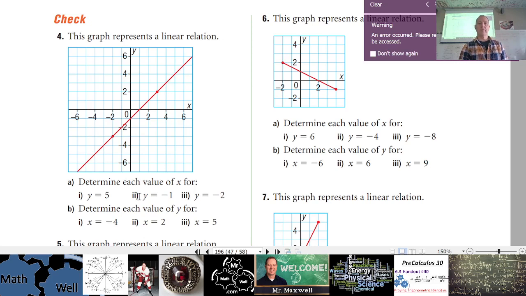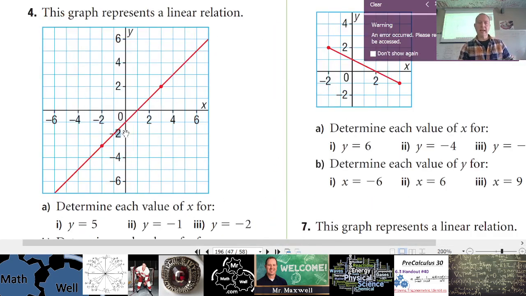Number 2, when y equals negative 1, that's right here, and it looks to be an intercept. So that means that x is 0. Good. When y is negative 2, what is x? Now here's the tricky part. We have to go left now. So you see, we have to go left to run into the graph there. So when y is negative 2, x is what? Negative 1. Yeah.